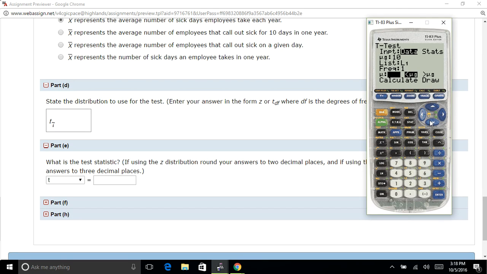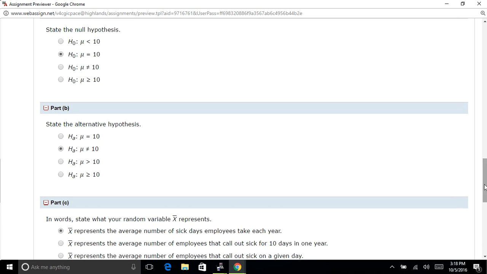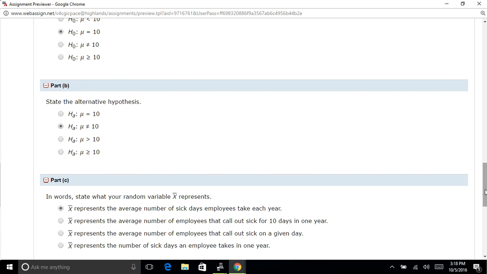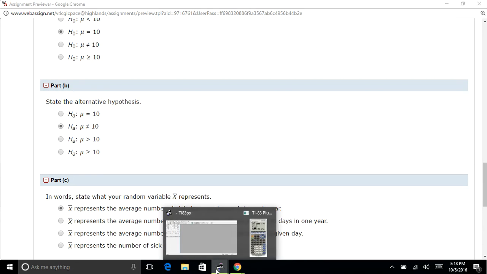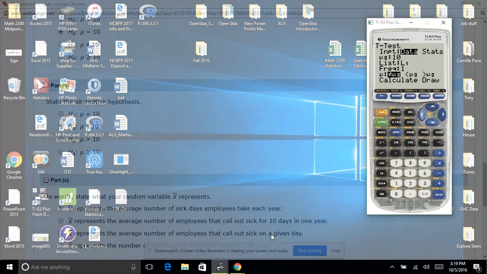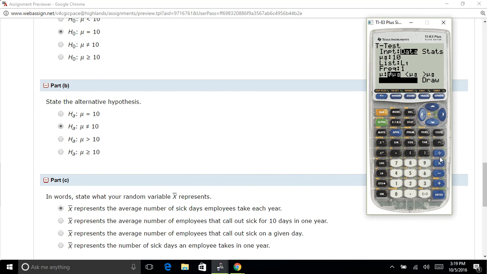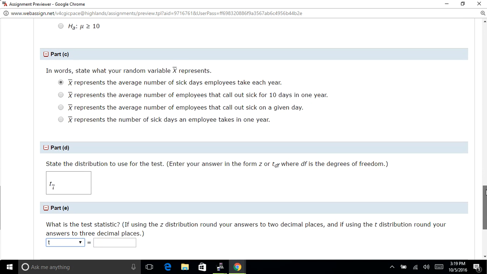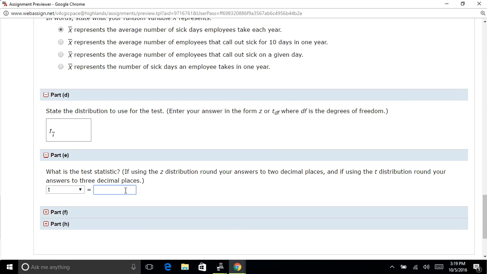You need to make sure it's that way and that you have your data in L1 or it will not do anything for you. So I'm going to hit enter here because I want it to be not equal. Why do I want it to be not equal? Because here's my alternative. Okay, from there, I go ahead. Oops, don't open that. Okay, go here. Then I hit Calculate, and then I hit enter. Boom, look at all the stuff it gives me. Okay, so my t is negative 1.400.